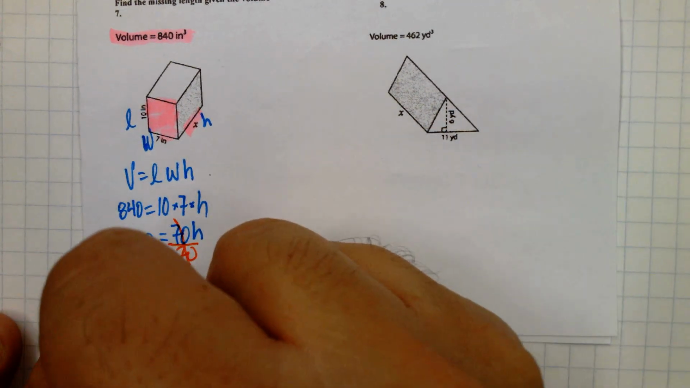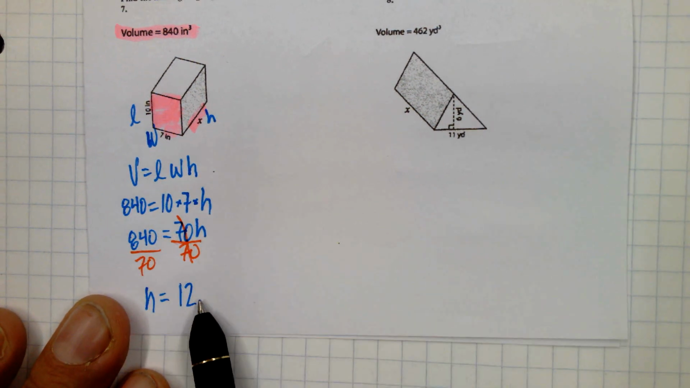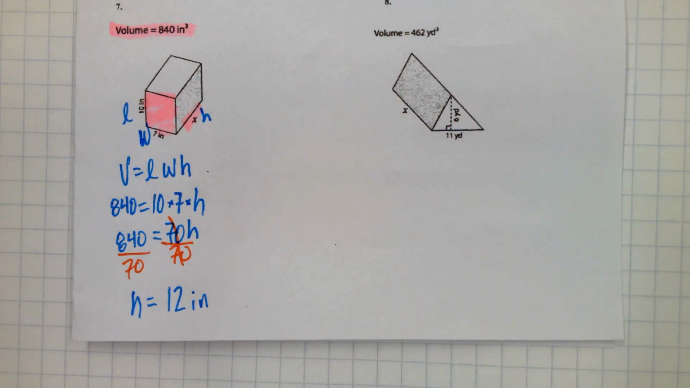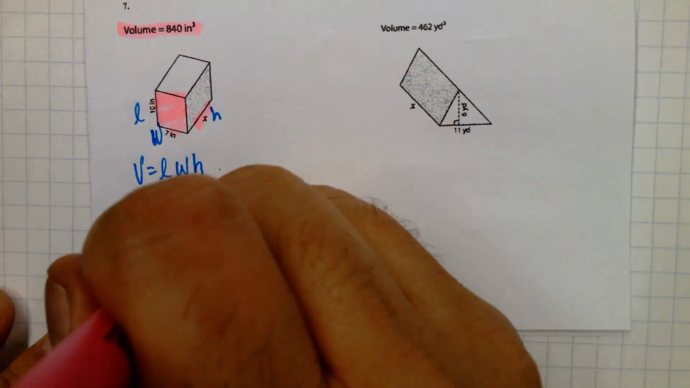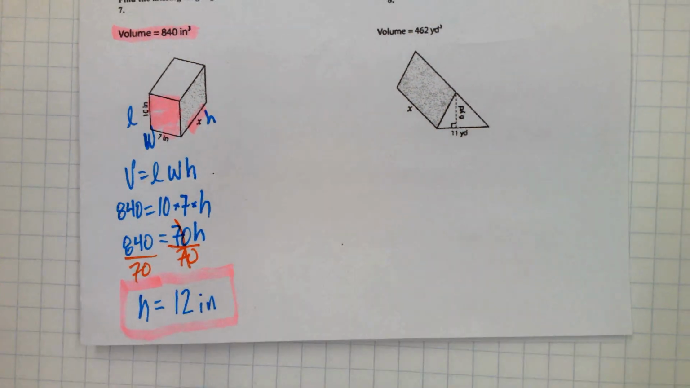12. Now, this isn't a volume, guys. So if I say cubic inches, I'd be wrong. It's not an area. It's just inches. It's just some length. Literally a length. So those are in linear units. Okay, let's do the last one.